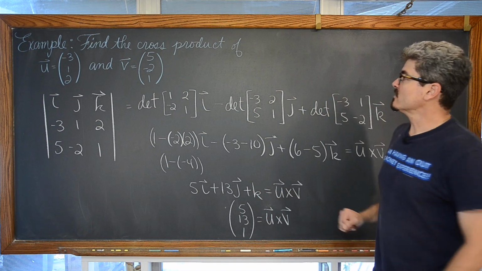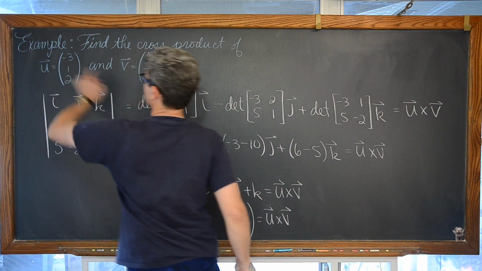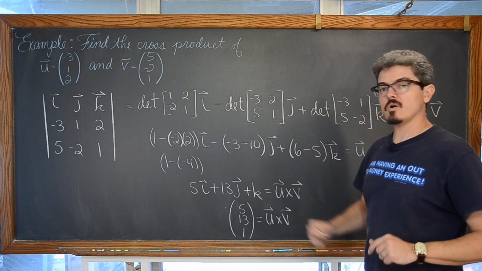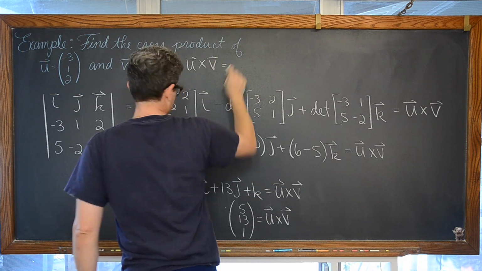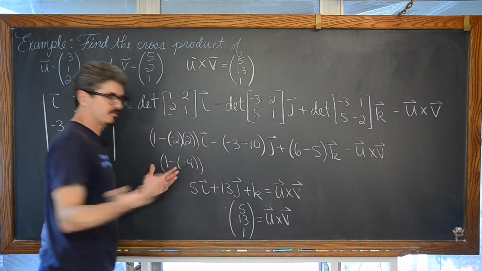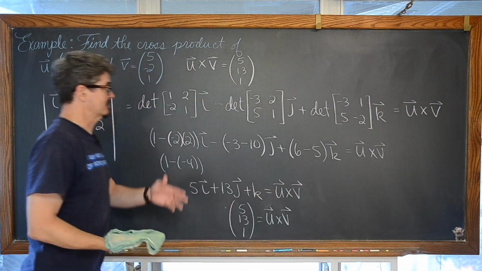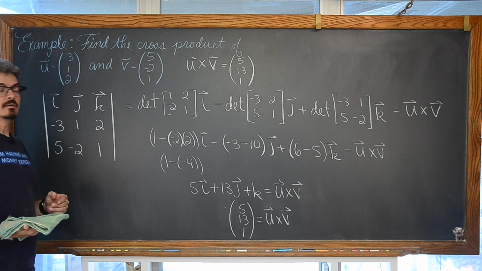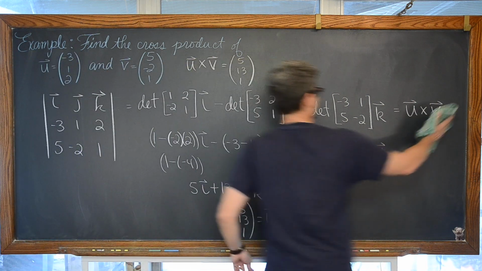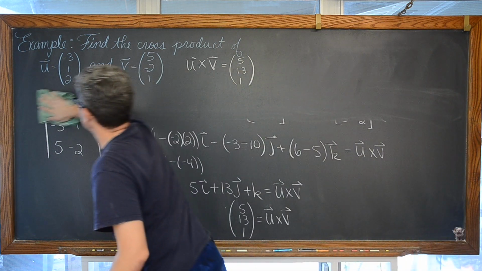Now, let's go ahead and write this up here. We found that if vector u is negative 3, 1, 2, and vector v is 5, negative 2, 1, our cross product is 5, 13, and 1. And it's just a vector. Is it anything special in relation to these two original vectors u and v? Let's get this out of the way and check this relationship with the dot product.